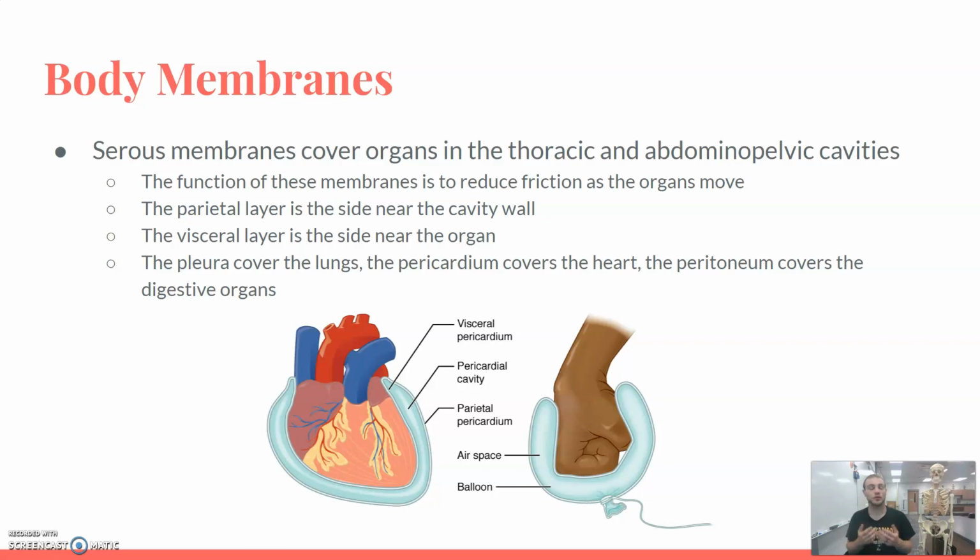Pericardium, once again, refers to the heart. And you can see here the visceral pericardium nearest the organ, parietal pericardium would be nearest the cavity wall. And in between would be just this space, and sometimes there is some serous fluid that you can get in there. Basically, it just looks like water. And the peritoneum covers your digestive organs. So these are the three main types of serous membranes that are covering things in your thoracic cavity as well as your abdominal pelvic cavity.